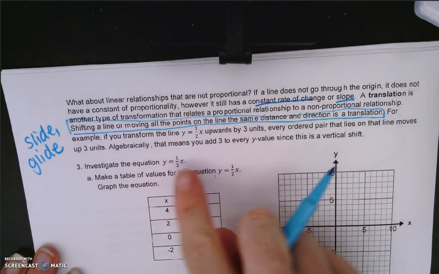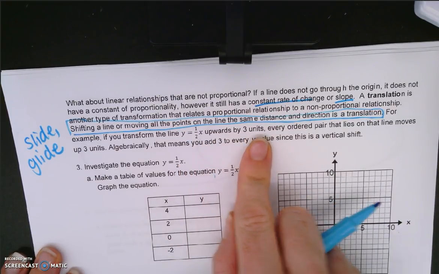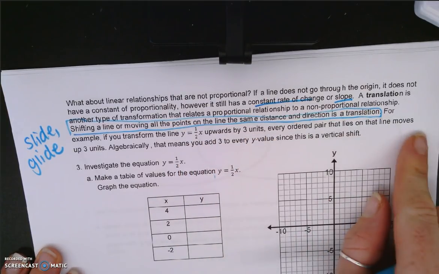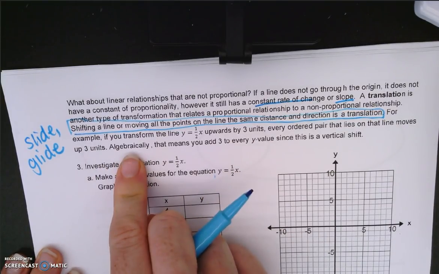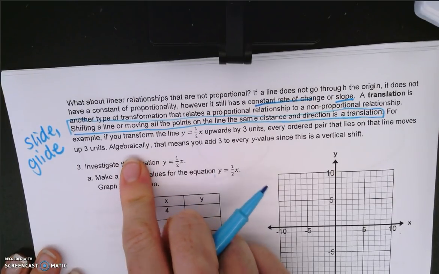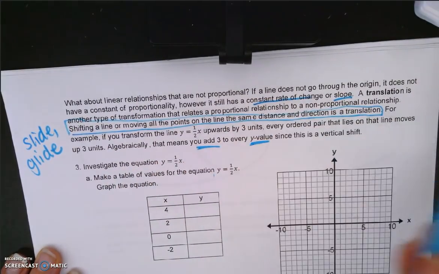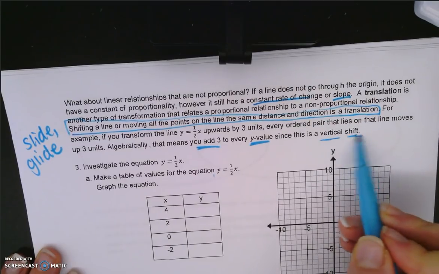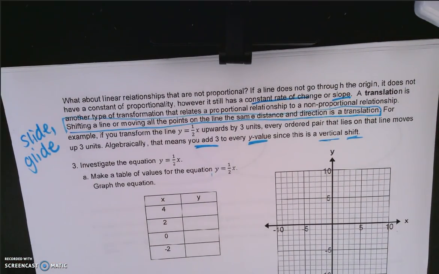For example, if you transform the line y equals 1/2 x upwards by 3 units, every ordered pair that lies on the line moves up 3 units. Algebraically, since we're moving up 3 units, which variable determines the vertical shift? Algebraically, that means you add 3 to every y value since this is a vertical shift. Excellent.